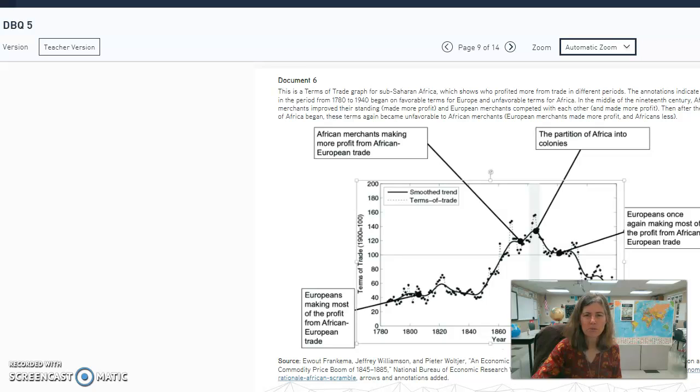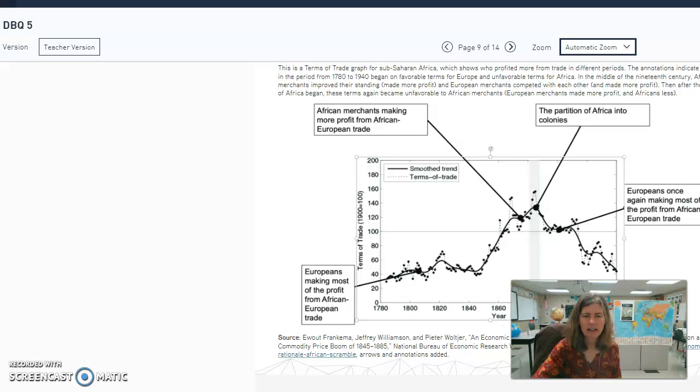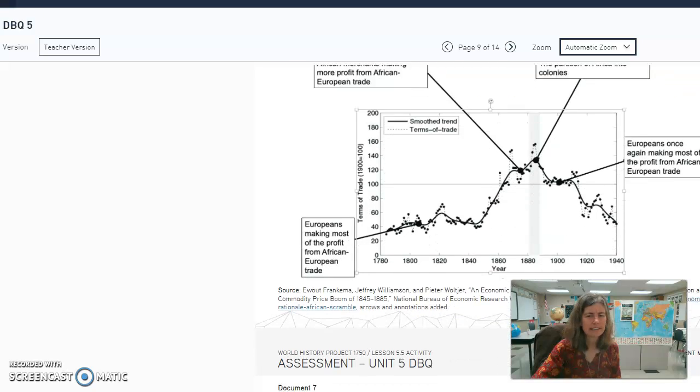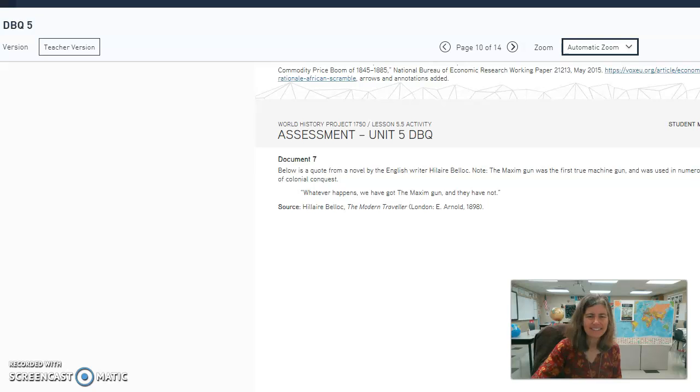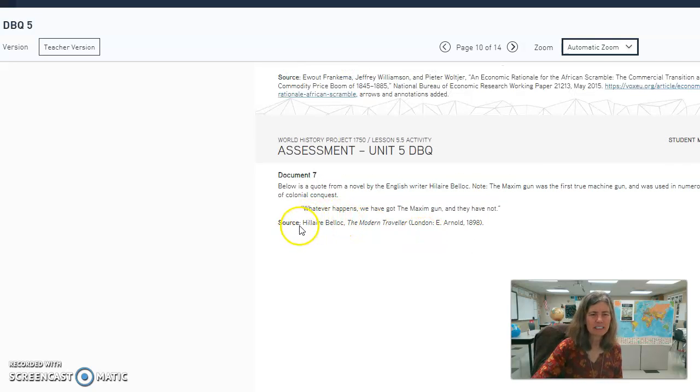And it talks about profits. So if you're into money and you're into graphs, this is a really good graph that talks about the economic reasons for taking over another country, how money motivates. Brutal. And then your last document, document 7, is a very simple quote.